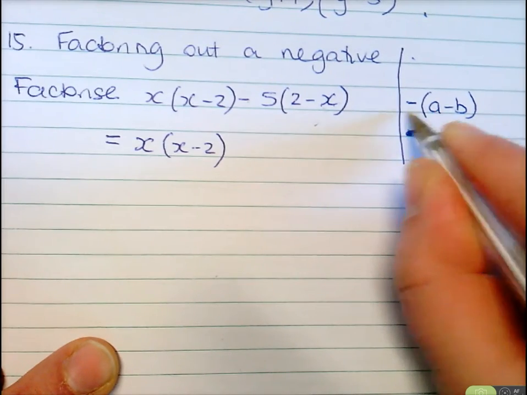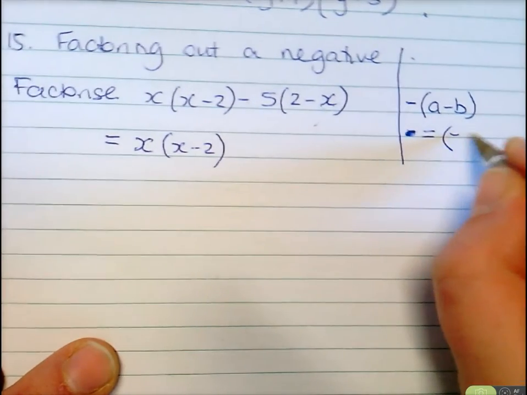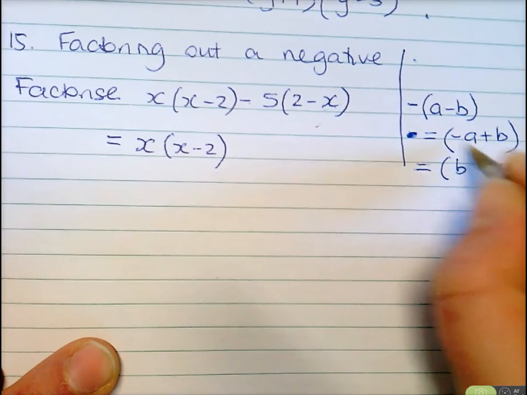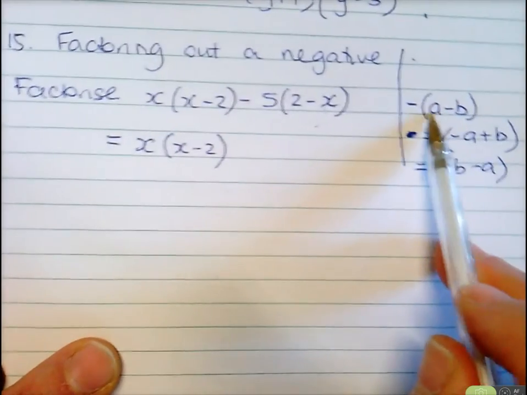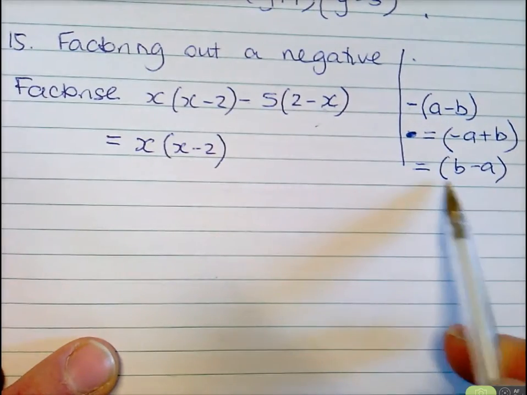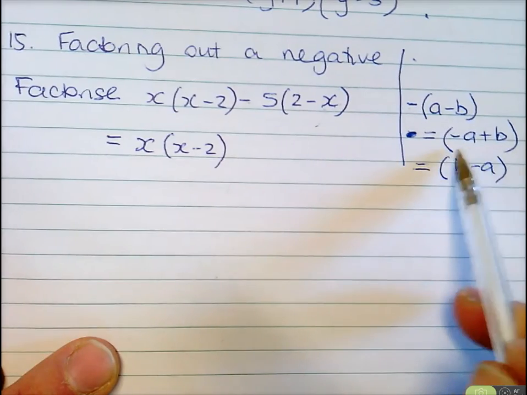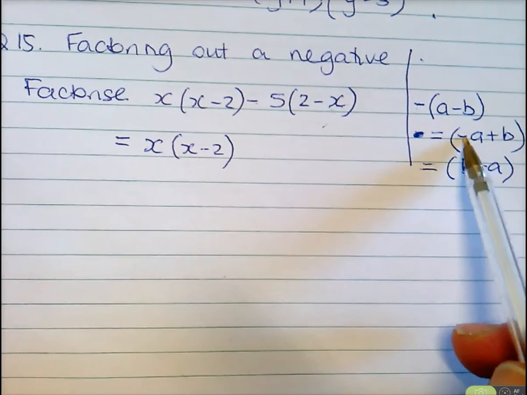It equals negative a plus b. You don't normally write your negative first, so it is negative a plus b. Why don't I just write that as plus b, which is just b minus a? So the negative of a minus b is actually b minus a, or negative a plus b. You don't write it like that. You'll notice when we do binomials, you never put your negative term first.